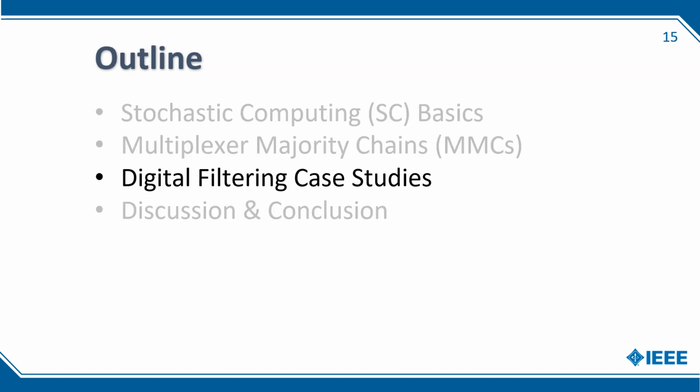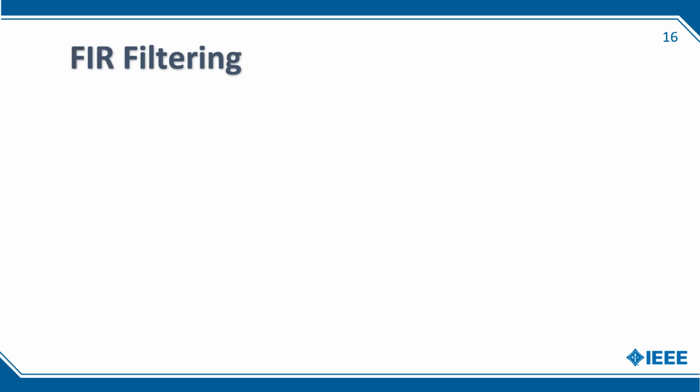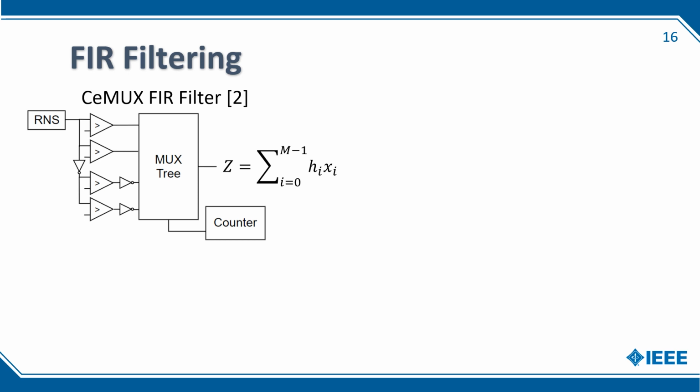I'll now present 2 case studies that show off the performance characteristics of MMCs when they are used within practical stochastic circuit designs. In our first digital filtering application, we utilize an architecture called a correlation-enhanced multiplexer, or CMUX, to implement a low-cost FIR filter and investigate how CMUX's area and accuracy vary with its MMC parameter K when implementing an electrocardiogram ECG denoising task.